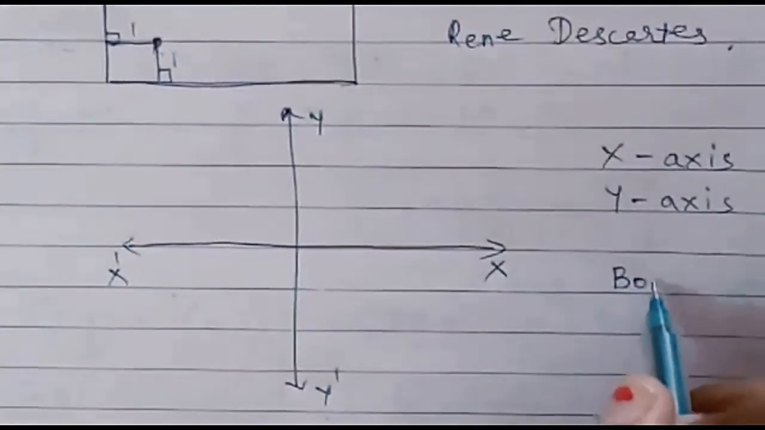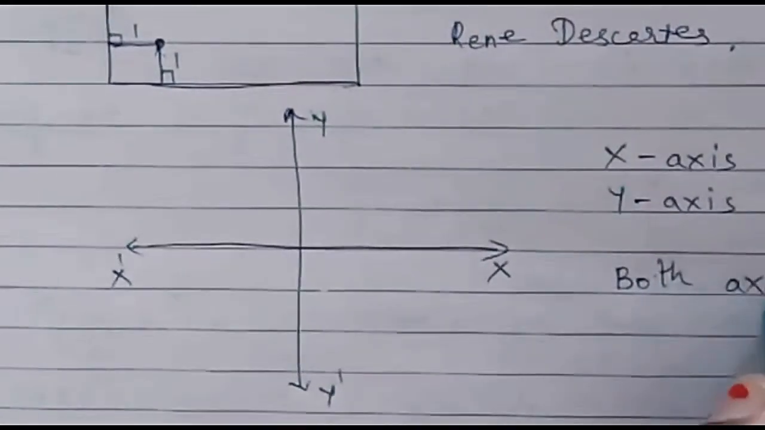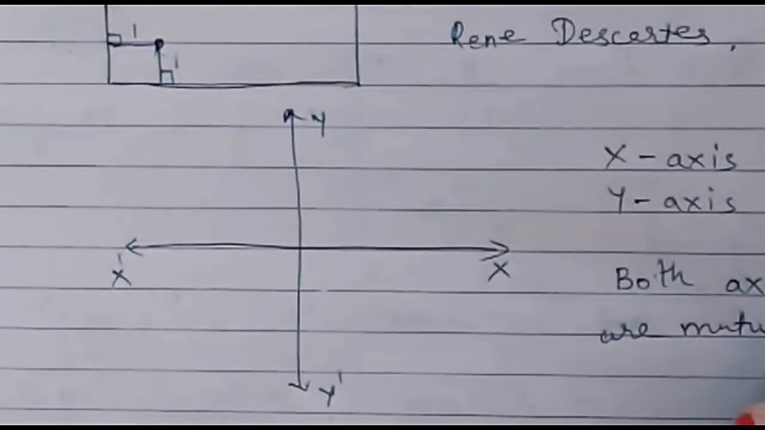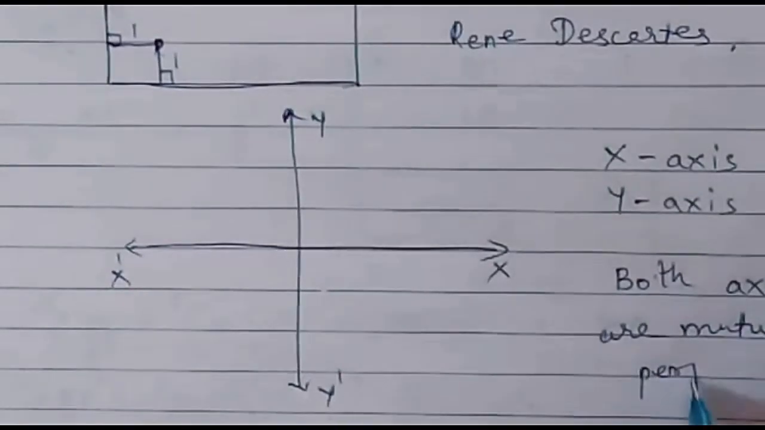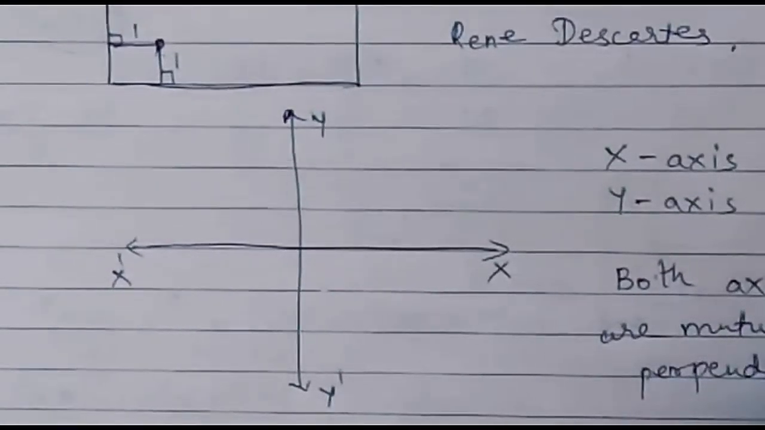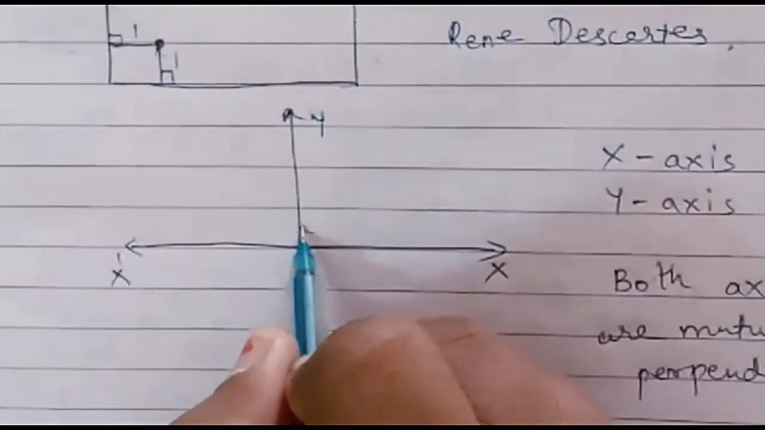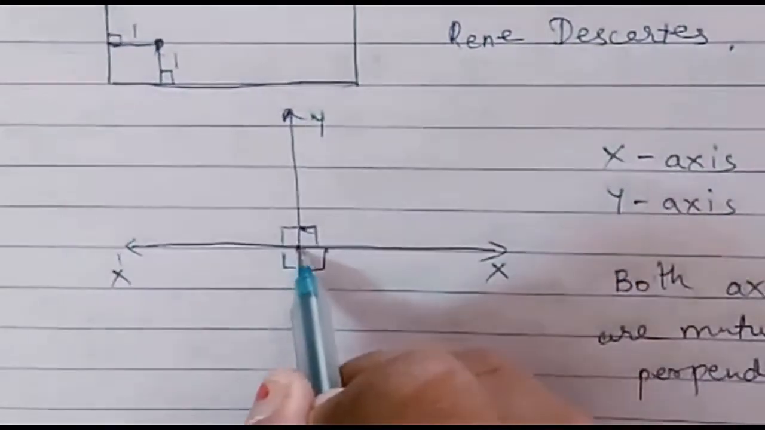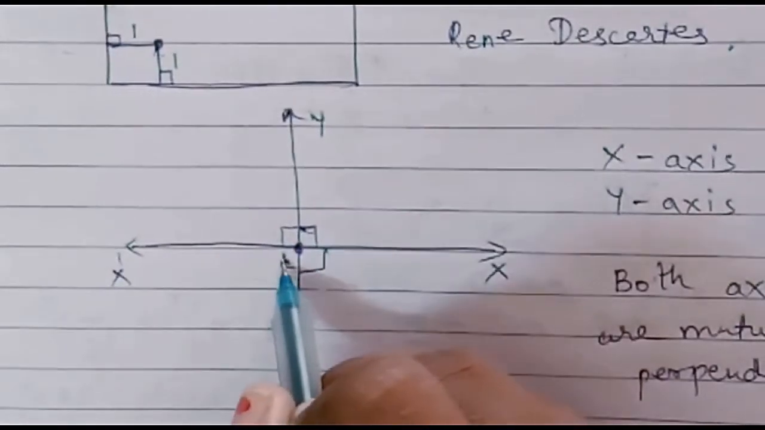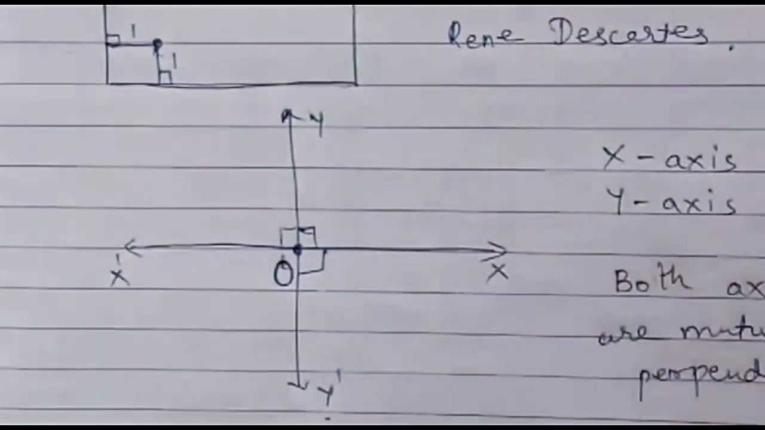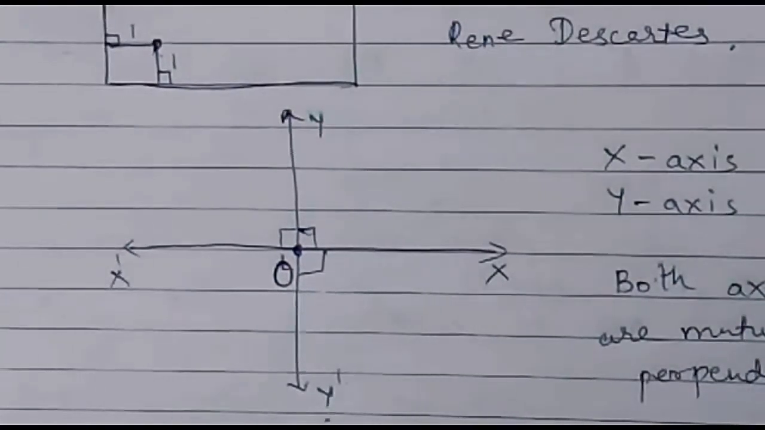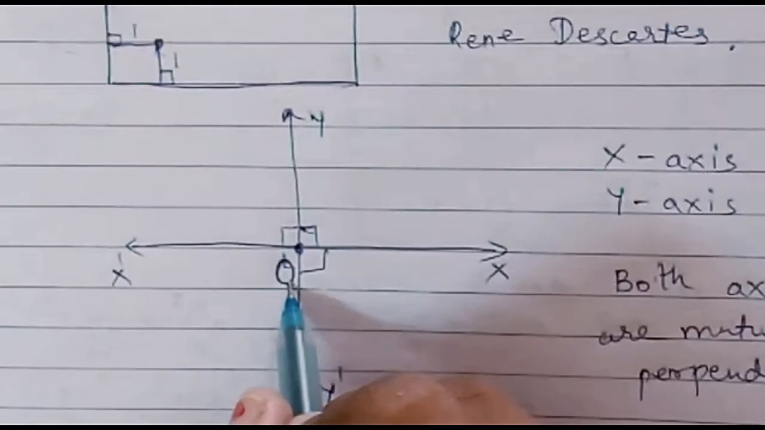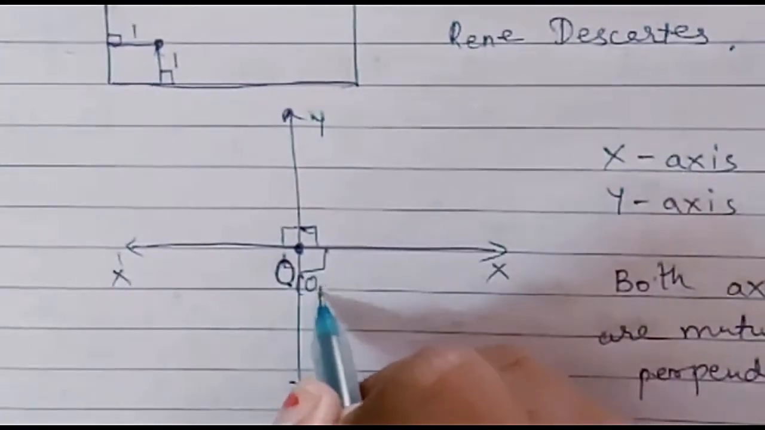Both the axes are mutually perpendicular to each other. This is the property which you need to remember. That means all four angles will be right angles over here. The point of intersection where they intersect each other is represented by O. O is just an alphabet to represent the origin, right? So we can say the coordinates of O are 0 and 0.